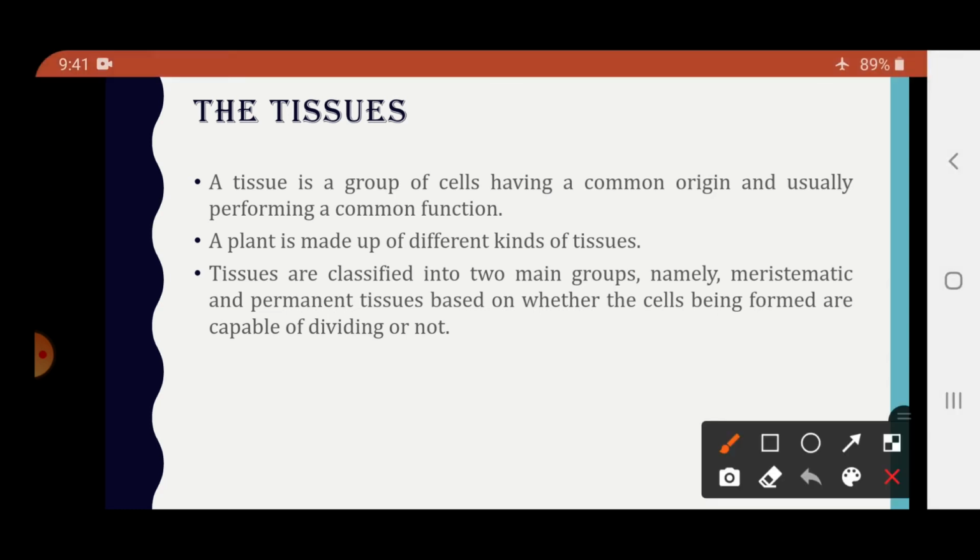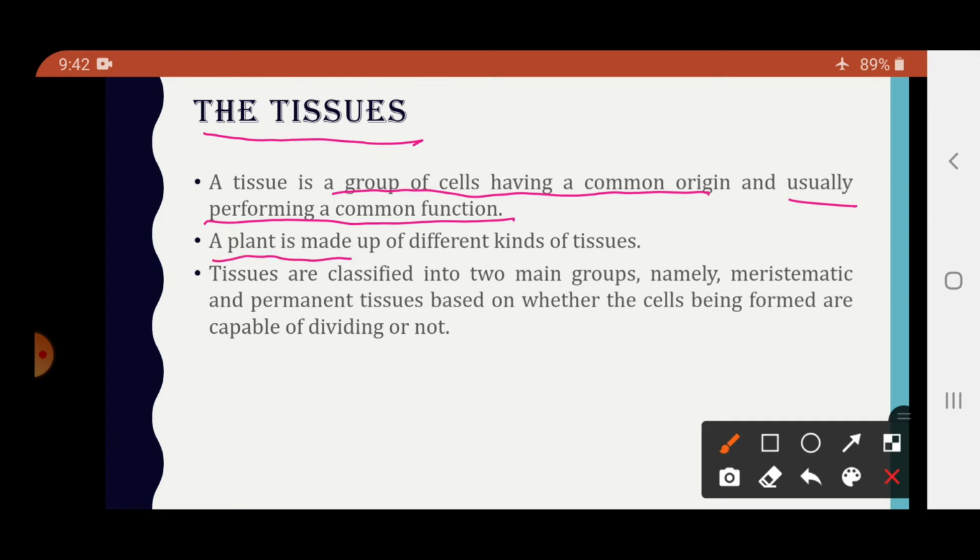Now students, first of all the tissues. So what is a tissue? It is a group of cells having a common origin and usually performing a common function. So I told you what a tissue is. In simple form, a tissue is a group of cells. But which type of cells? Those cells which have a common origin and which perform common functions. Such a group of cells is called a tissue.